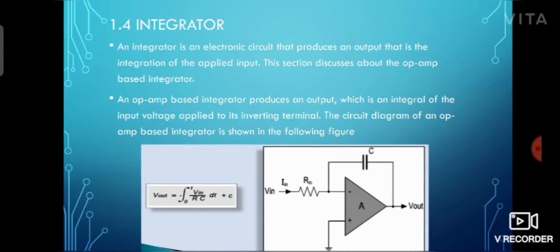An integrator is an electronic circuit that produces an output that is the integration of the applied input. In this section we see about the op-amp based integrator. An op-amp based integrator produces an output which is an integral of the input voltage applied to its inverting terminal. The circuit diagram of an op-amp based integrator is shown in the following figure.